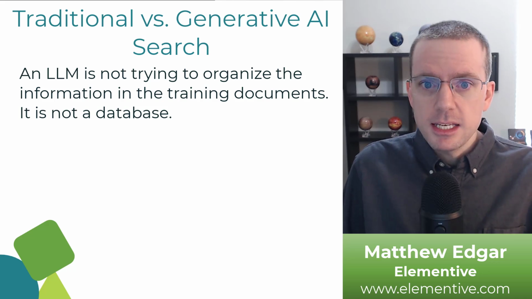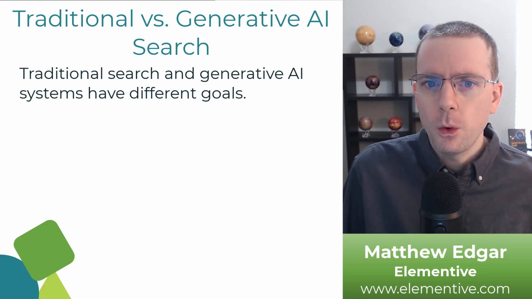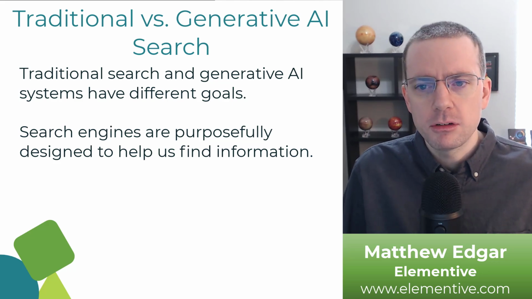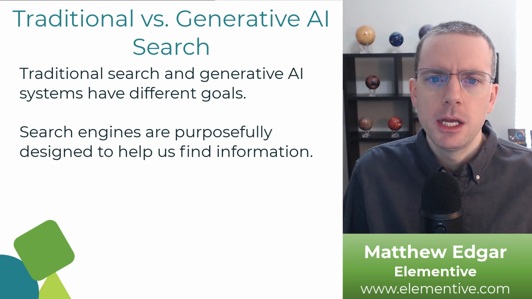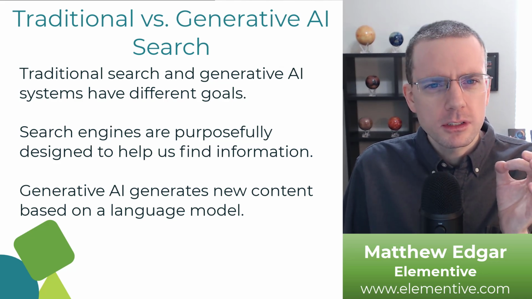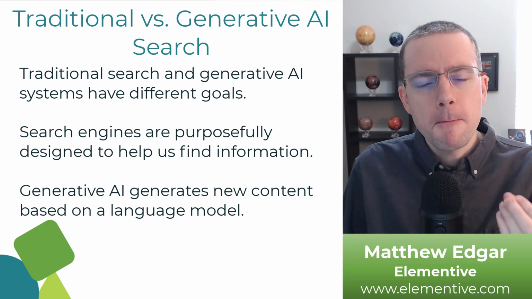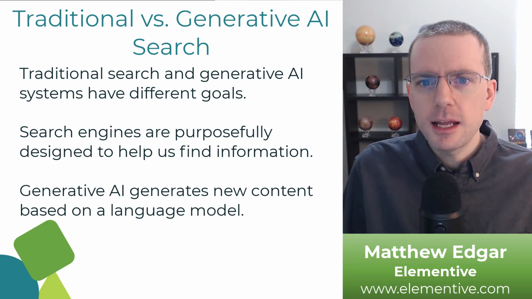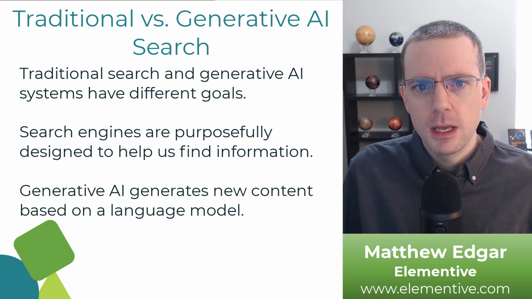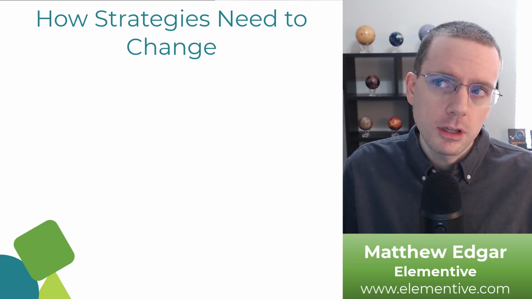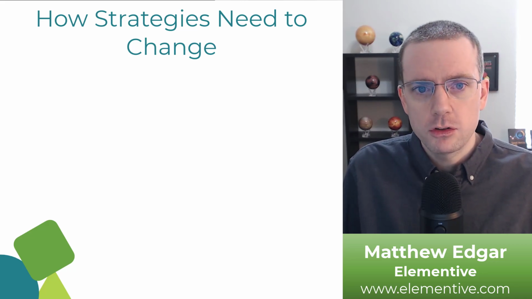This means these systems have very different goals. Search engines are purposefully designed to help us find information. That's what the index is about. Generative AI might help us find information, but it's focused on generation of new content based on a language model versus the retrieval of existing content from an index of web pages. And that really changes the strategies we need to take for traditional SEO and generative AI search.